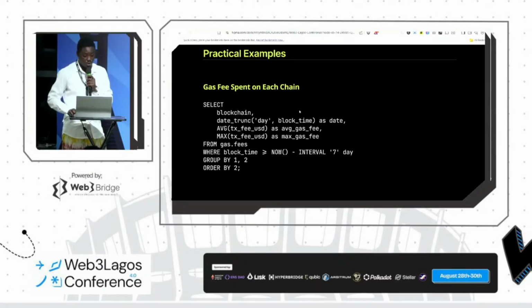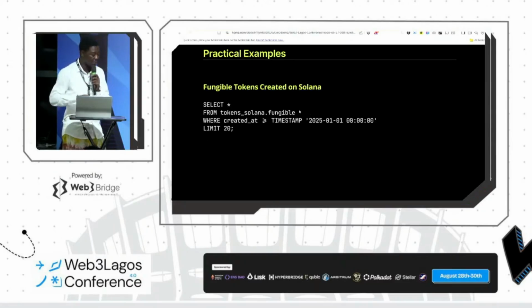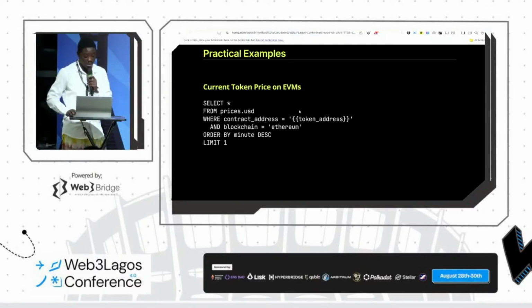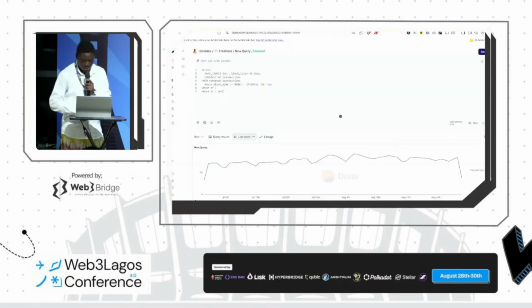Yeah. So this is for getting fungible tokens on Solana. Then this is for getting price. So maybe you want to get the price data of a particular token. This is for getting it, but I'm just going to try out another example now.